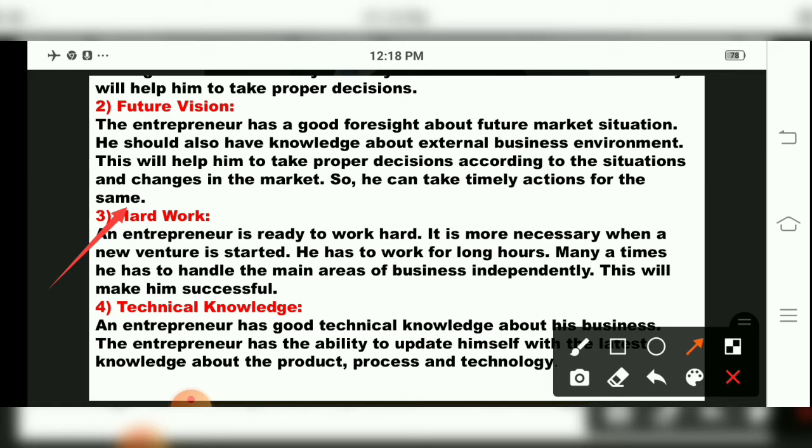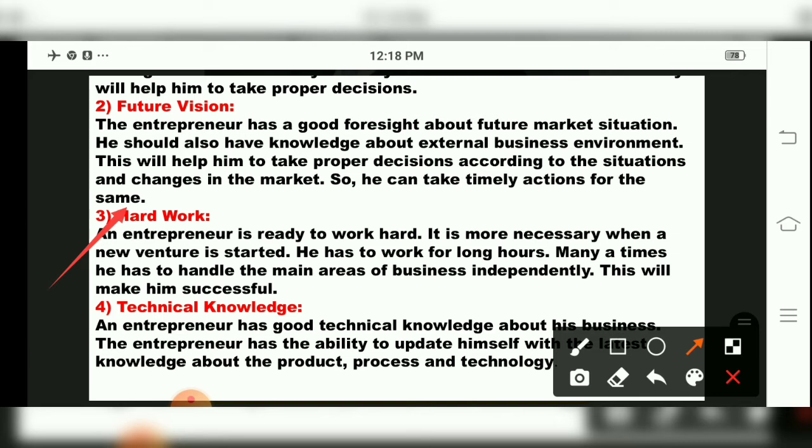And it is more necessary when a new venture is started. Whenever anything new has been started related to production, anything new, the entrepreneur has to work for long hours. He has to work for many long hours, and many a times he has to handle the main areas of business independently. So this will make an entrepreneur what? Make him successful, when he does hard work, children.